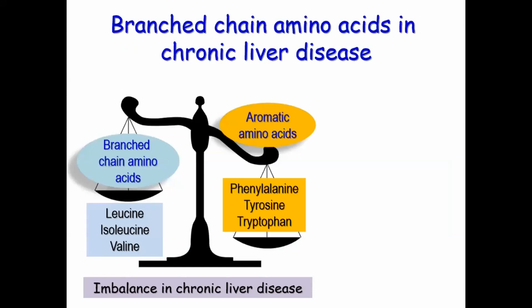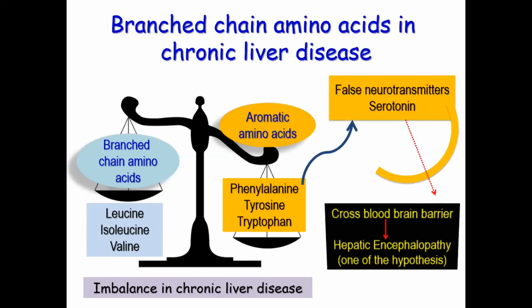Next, we look at chronic liver diseases. In chronic liver diseases, what is important is giving a very balanced, again, it's a weighing machine here, and you need to give a balanced amount of branched-chain amino acids and aromatic amino acids. The branched-chain amino acids are the good amino acids that are important for chronic liver disease, that is leucine, isoleucine, and valine. The aromatic amino acids are the ones that cause false neurotransmitters, which cross the blood-brain barrier and give rise to hepatic encephalopathy.